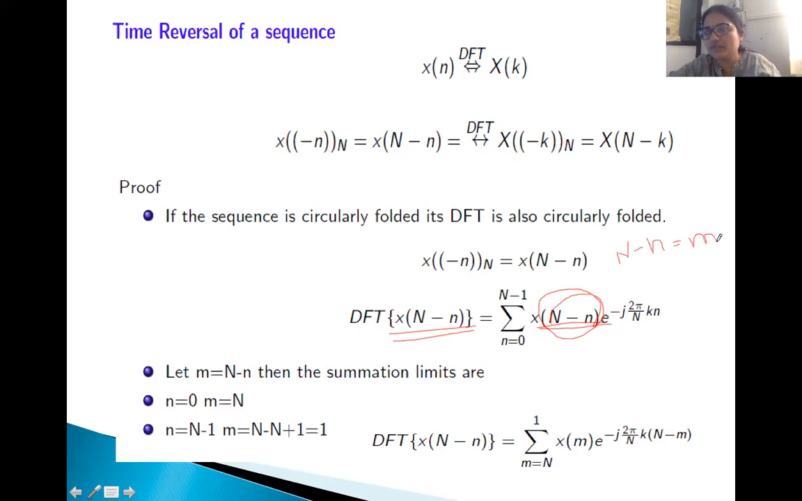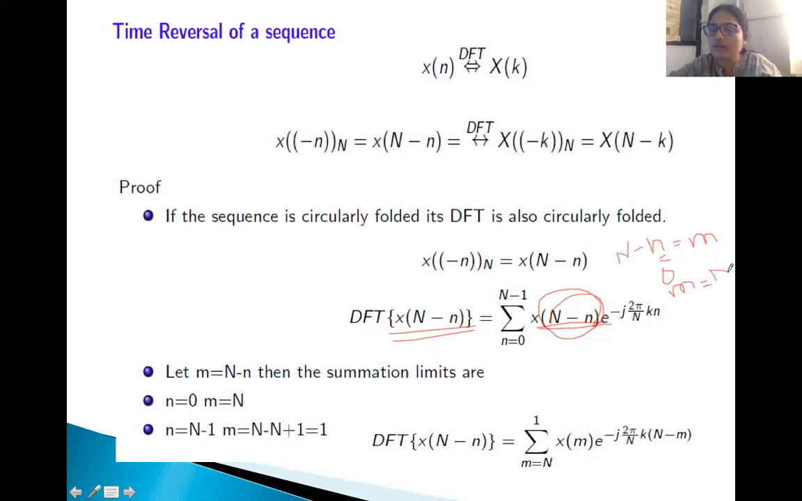Next, what did I do? I did a substitution. What kind of substitution did I do? I have substituted N minus n for m. If I substitute m, what is the range of n here? n varies from 0 to N minus 1. If I am substituting n equal to 0, what will be the first value of m? What will be the first value of m?